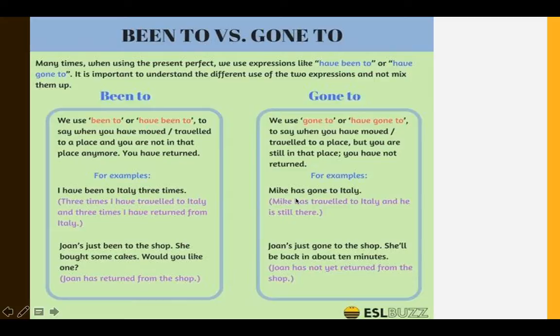It says over here, Mike has gone to Italy, and Joanne has just gone to the shop. She will be back in about 10 minutes. That means that Joanne has not yet returned. She is still there. And been means that they have returned.